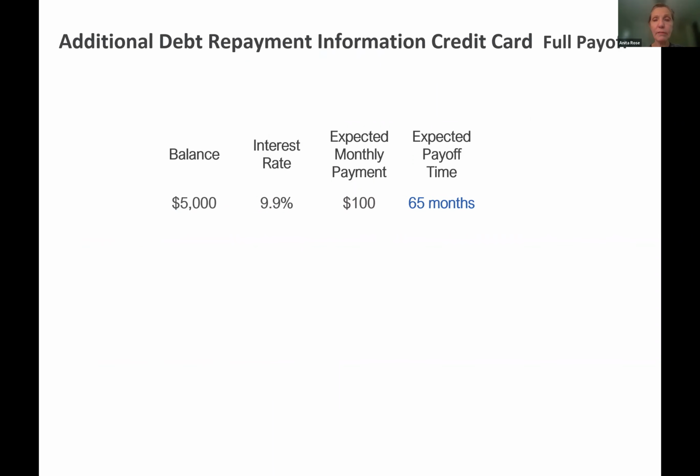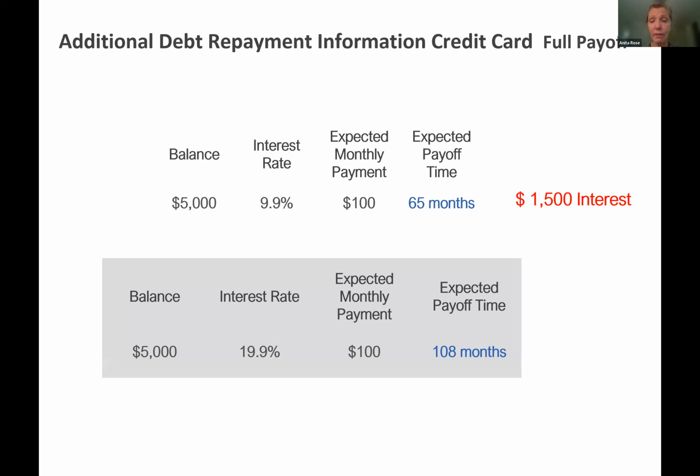Okay, so let's just take a look at a scenario here. If you do hold a balance, here, $5,000, that's a little less than what the national average is. Interest rate at 9.9%, that's fairly low for most interest rates on credit cards. And then the expected monthly payment, what they expect you to pay, is $100 a month. It's going to take you 65 months to pay that off. My goodness, that's a long time. And you're paying $1,500 in interest.